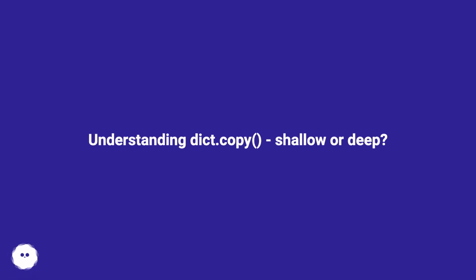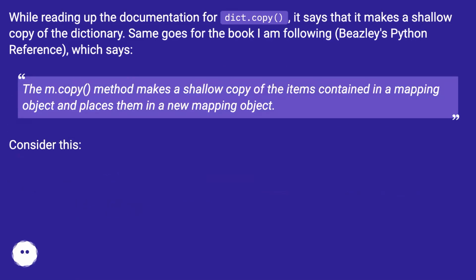Understanding dict.copy, shallow or deep? While reading up the documentation for dict.copy, it says that it makes a shallow copy of the dictionary. Same goes for the book I am following, Beazley's Python Essential Reference, which says the m.copy method makes a shallow copy of the items contained in a mapping object and places them in a new mapping object. Consider this.